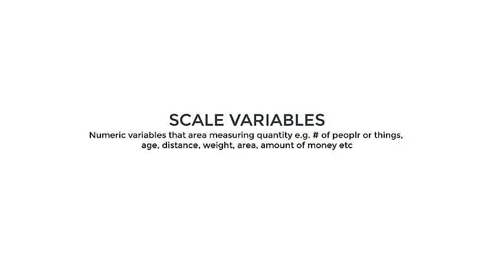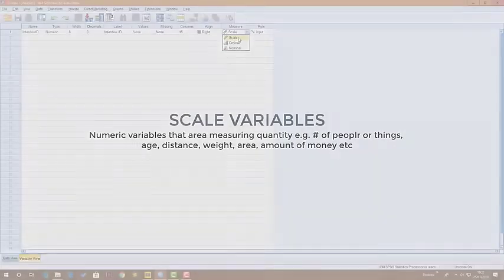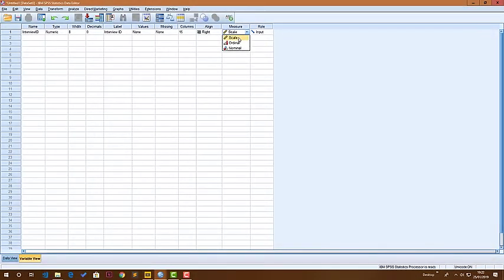These are genuinely quantitative variables, like how many people are there in your household. You're talking about a number of people, which is obviously a quantity. Or how old are you? You're talking about the quantity of time. Or how long is it from here to the next borehole, which is the quantity of distance, length, and so on and so forth. That would be scale variables.